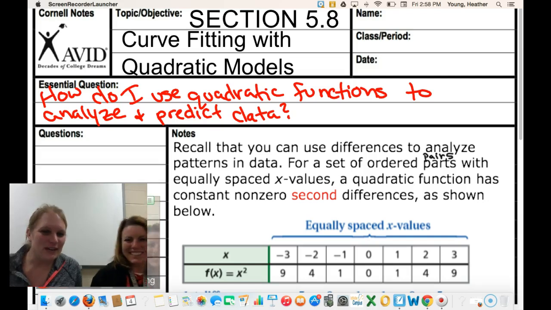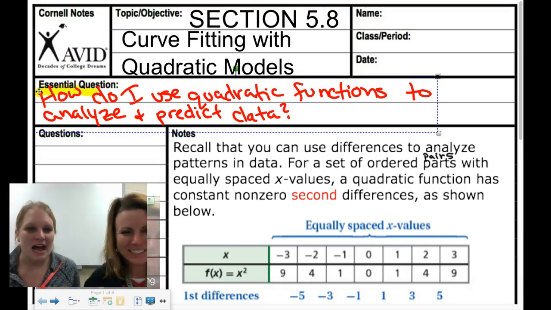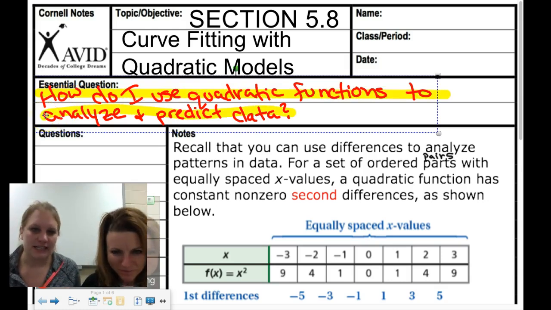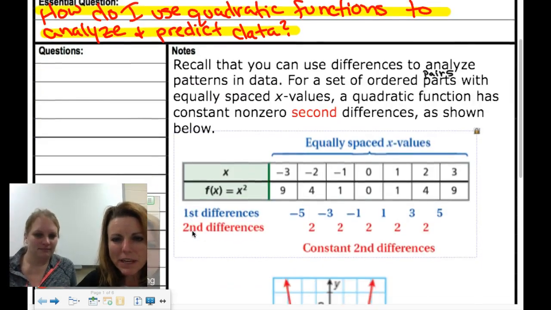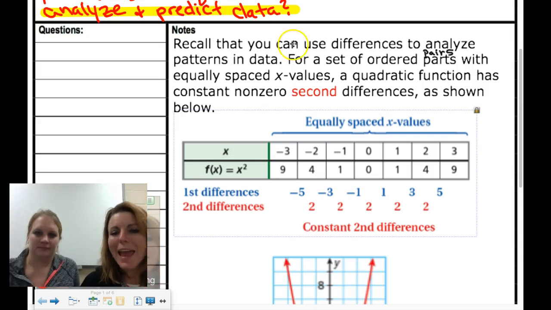So, today we are talking about curve fitting with quadratic models. Our essential question is, how do I use quadratic functions to analyze and predict data? We're going to recall that you can use differences to analyze patterns in data.